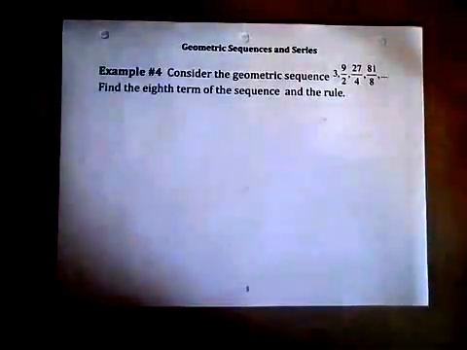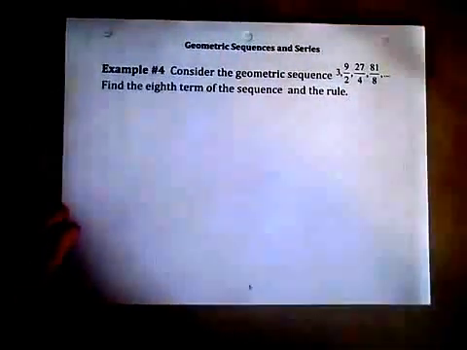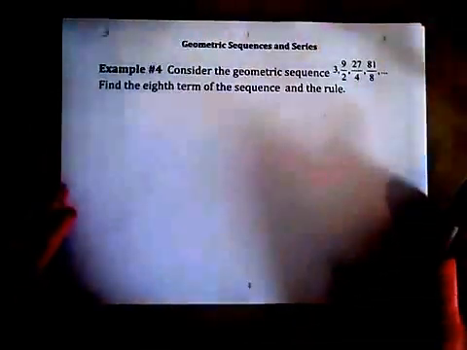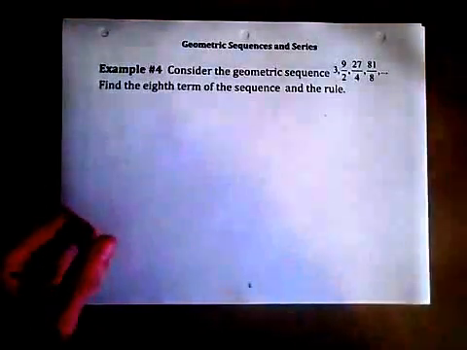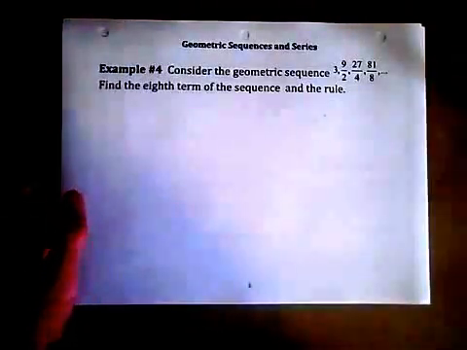Great song. Okay, we are going to finish up here on Geometric Sequences and Series. It's Mr. Morrissey, your host. We are looking at example number 4.